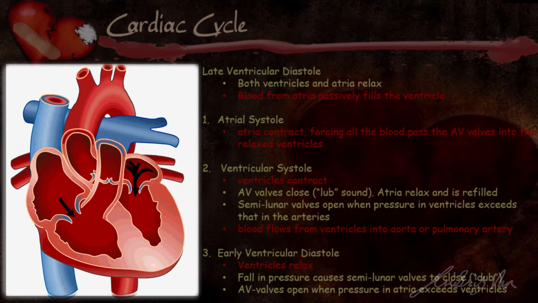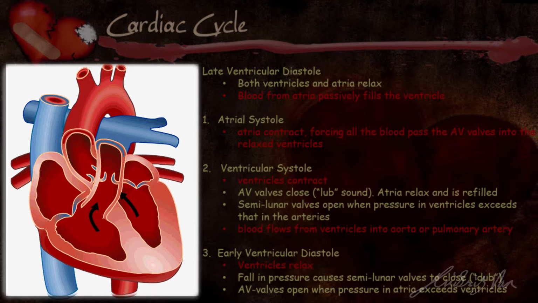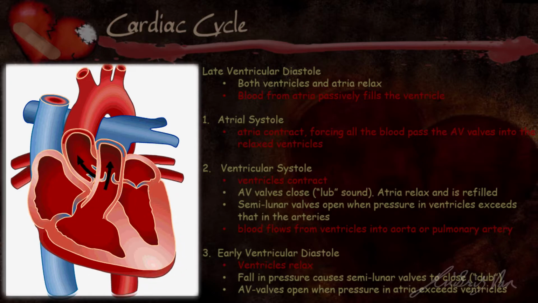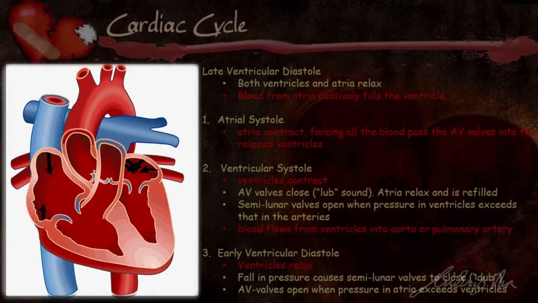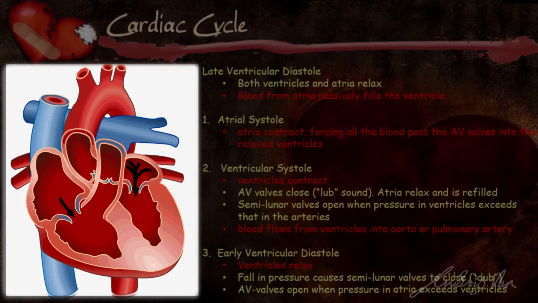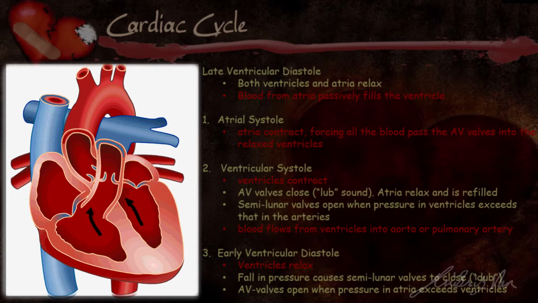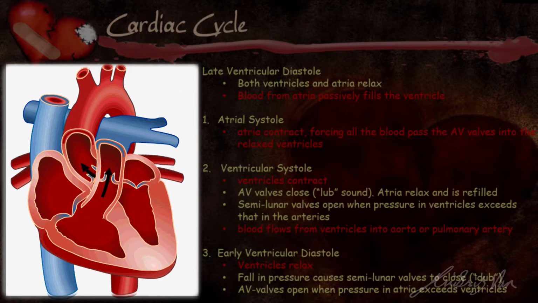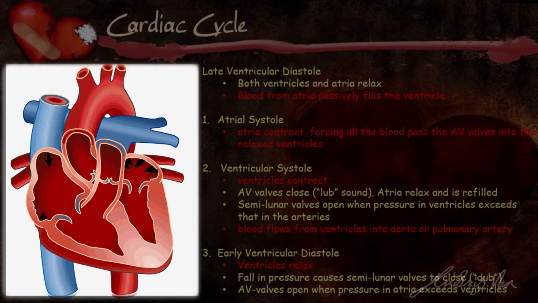After that, the atrium will contract, pushing all the blood to the ventricle. The ventricle will contract, closing the AV valve. And when the pressure of the ventricle is higher than that of the artery, the blood will be forced out into the two arteries. So the ventricle will contract, the semilunar valve will open, and the blood will flow into the arteries.